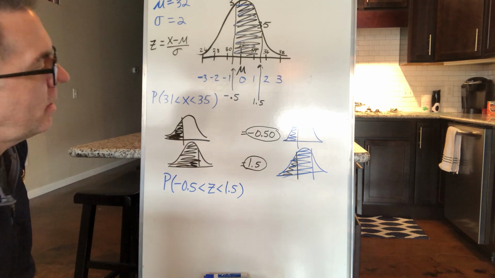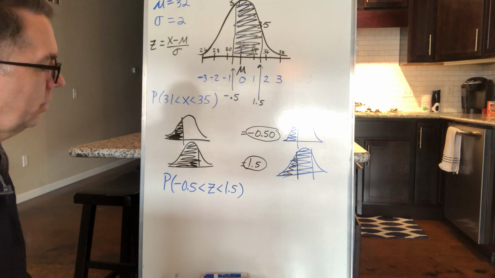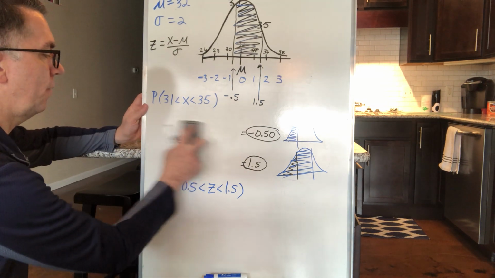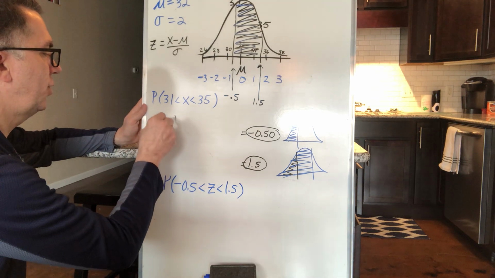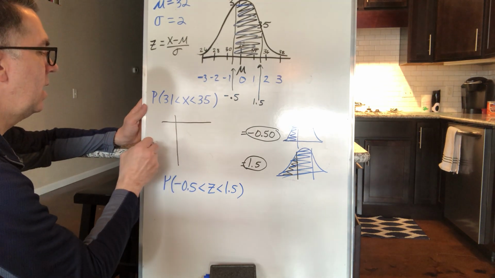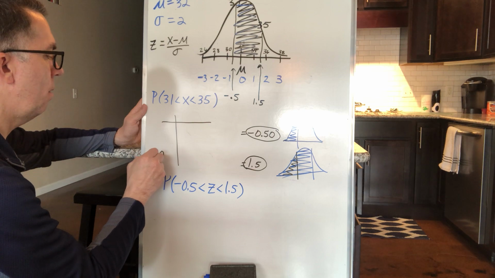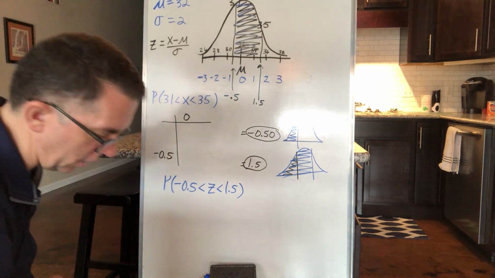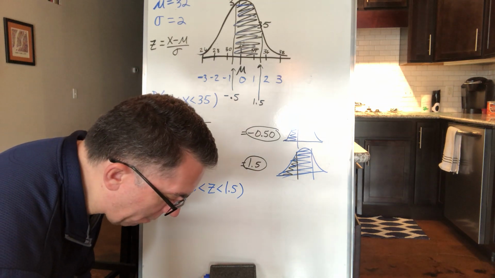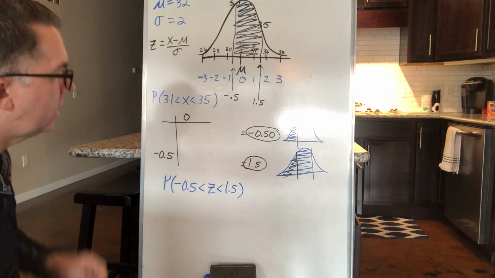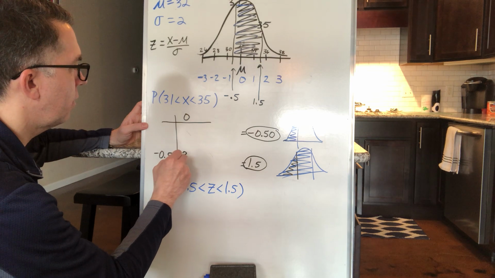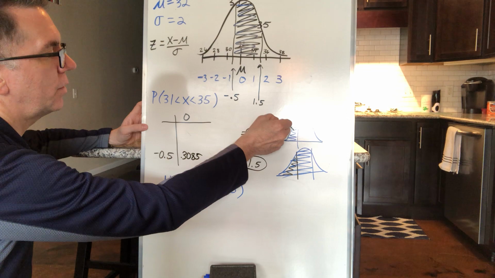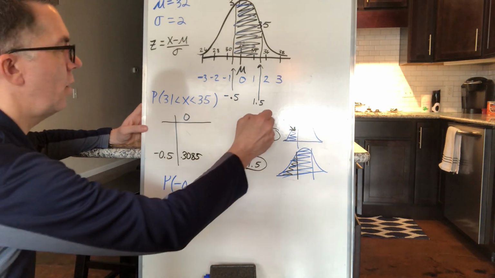So if I look up negative 0.5 on my chart, and what are we looking up? We are looking up negative 0.5, and then my next decimal is a 0. So when I look those two up, I end up with 0.3085. So that's what that area is, or that's what that probability is.